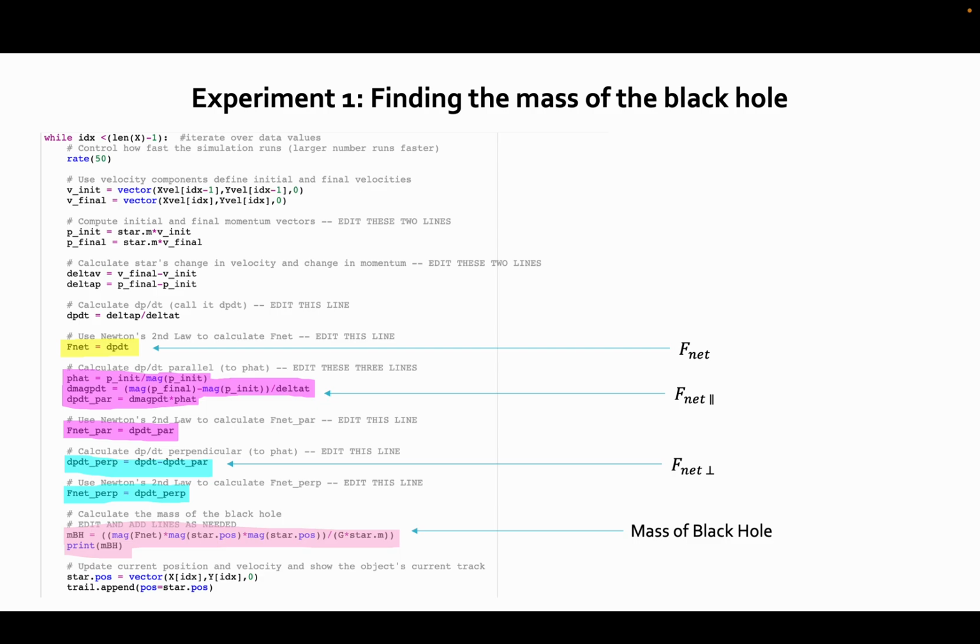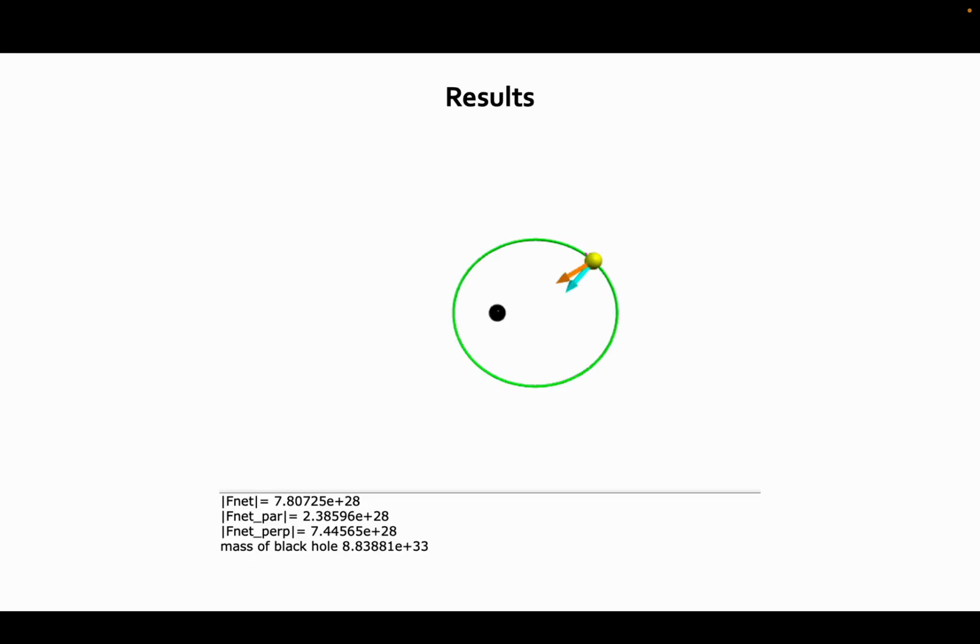For the code for experiment 1, I set F net equal to dp dt. I then used the F net parallel equation in the code to find F net parallel. I started with defining p hat and the change in momentum over time. When those two variables were defined, I multiplied them by each other to give the change in momentum parallel. After, I used dp dt and F net parallel to find F net perpendicular. And at the end, I derived an equation from Newton's law of universal gravitation to find the mass of the black hole. And we can see from the results that the mass of the black hole is 8.83881 times 10 to the 33 kilograms.